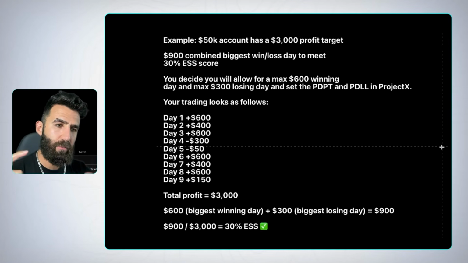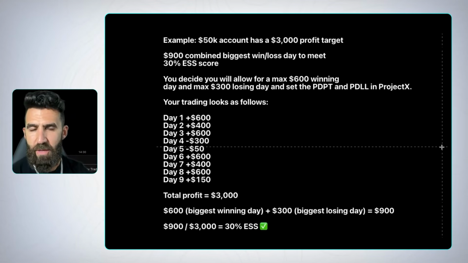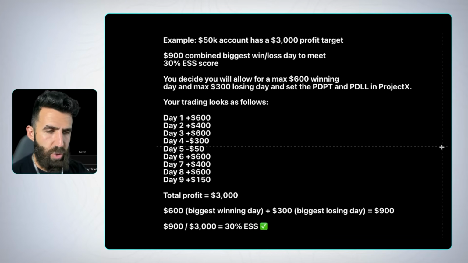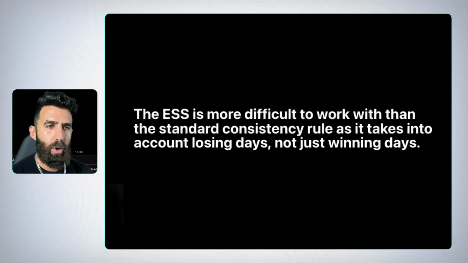To allow for a little bit of room so you're not trying to hit the nail on the exact head, you're going to be a little bit over that 30% and have to make a little bit more money. It's worth noting the ESS is more difficult to work with than just the standard consistency rule, since it takes into account your losing days and not just your winning days. Thereafter, a real smooth equity curve and traders that are going to control downside risk along with having really consistent profits. This does make it more difficult to work with than just the consistency rule.